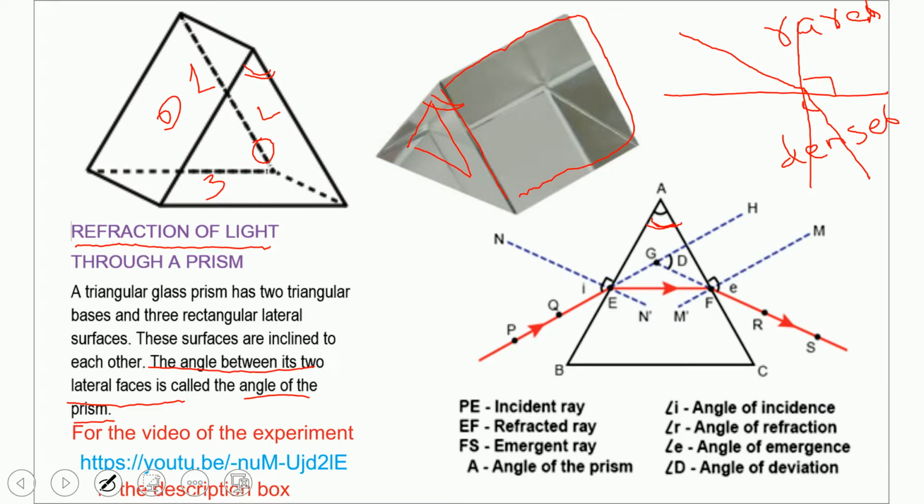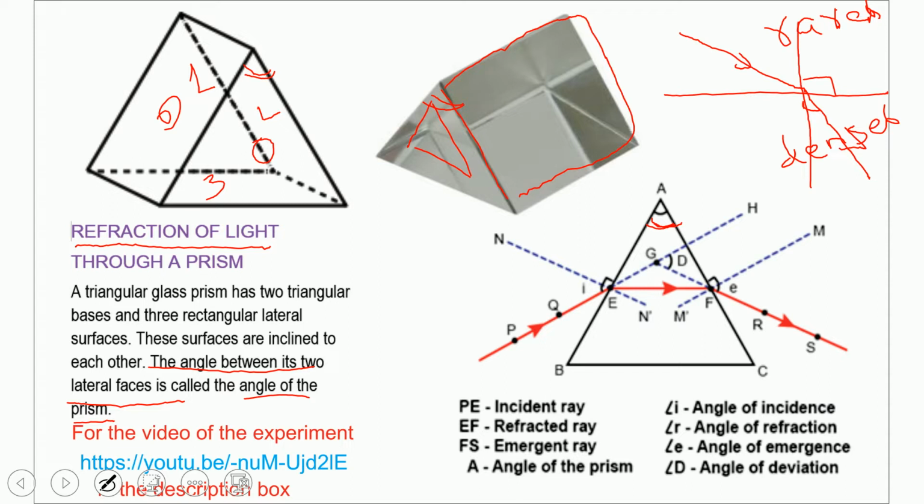Now what is the rarer medium? Rarer medium is one in which the particles are not very close. Denser means the particles are placed very closely. That is the denser medium. So we can say that air is a rarer medium and glass is a denser medium. So when light passes from air to glass, you know that the light will bend towards the normal, as we discussed in detail.